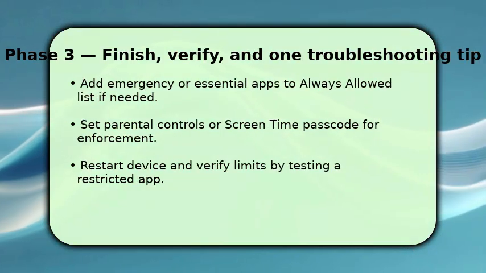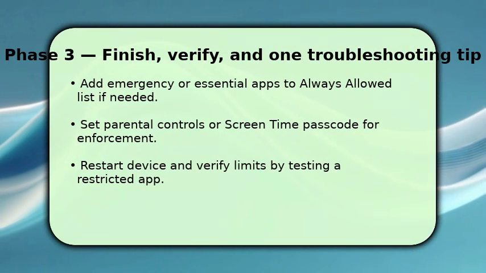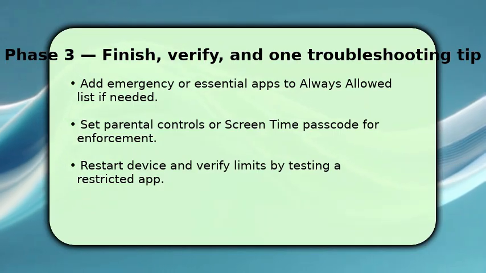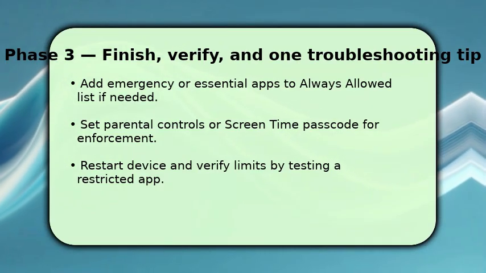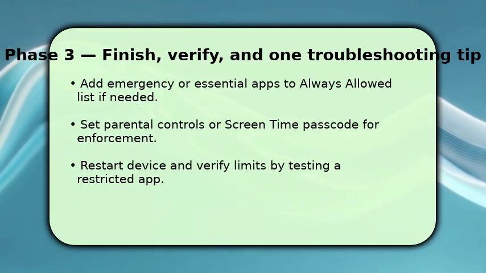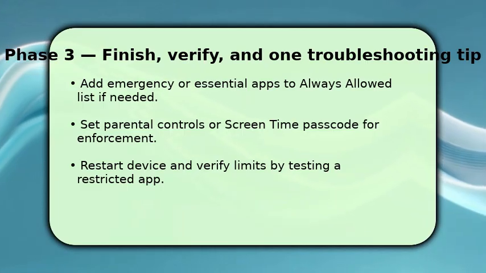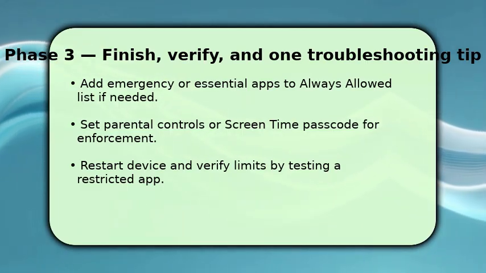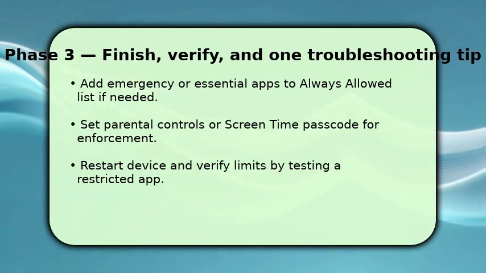Add essential apps to always allowed so calls or safety tools work despite timers, and set a screen time passcode or enable parental controls to prevent changes. If you're managing a child's profile, follow the supervised account flow and choose content filters. Once configured, restart the phone to ensure background services apply rules.